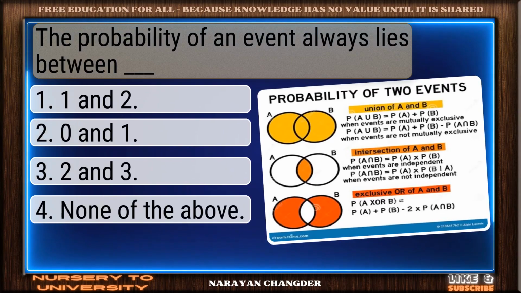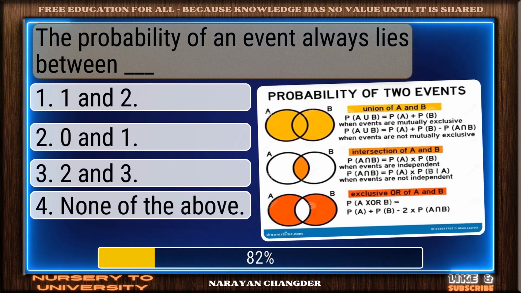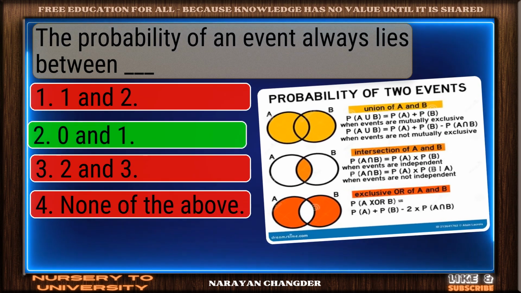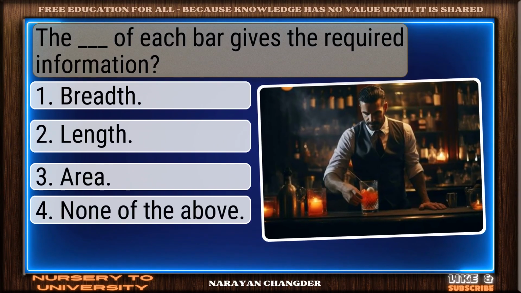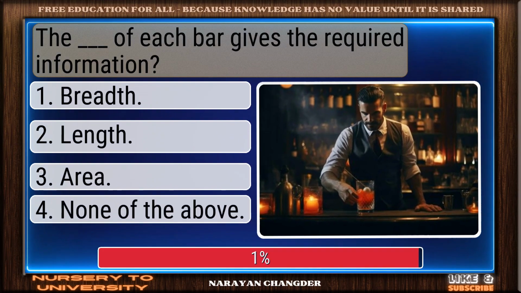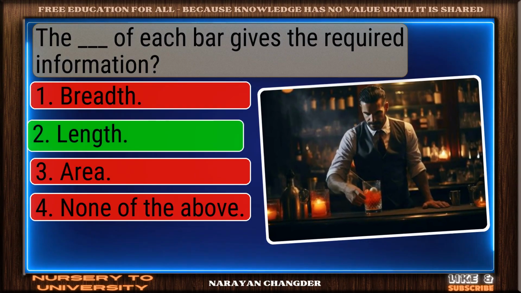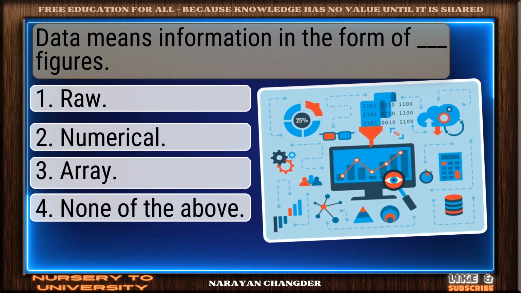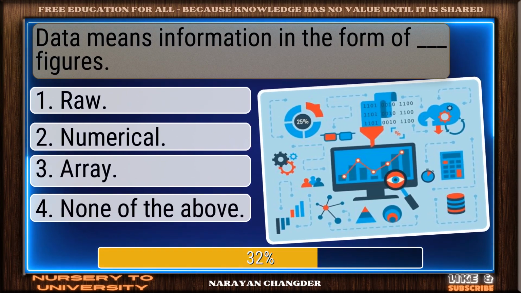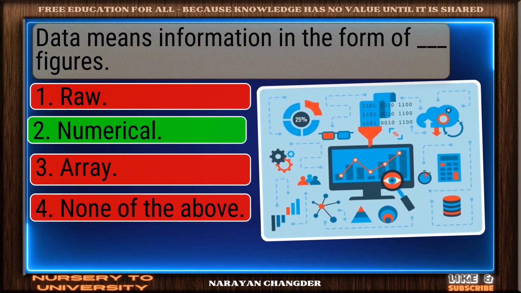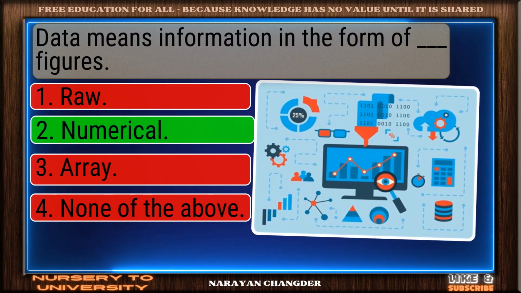The probability of an event always lies between dash. Well reasoned. 0 and 1 is the correct choice. The dash of each bar gives the required information. You chose length, and it is correct. Data means information in the form of dash figures. Great thinking. Numerical is the right choice.